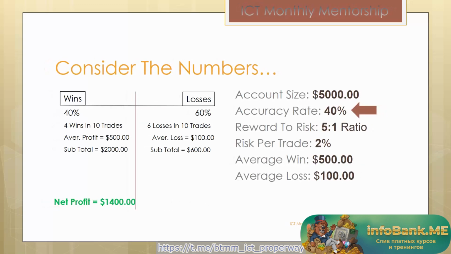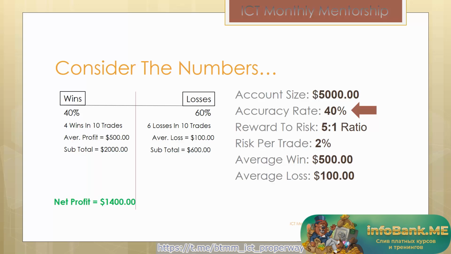All right, so now we're going to look at an accuracy increase to 40%. Nothing's changed outside of the previous example here. So now we're going to say 40% of a sample set of 10 trades. 4 of the 10 trades are winning trades. Average profit per trade is still at $500.